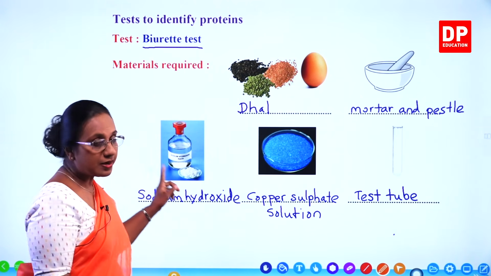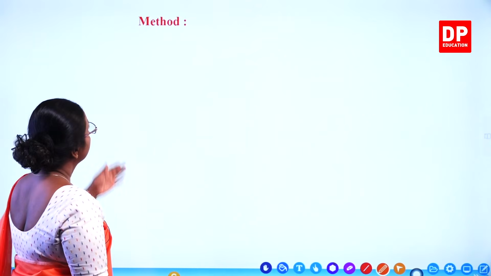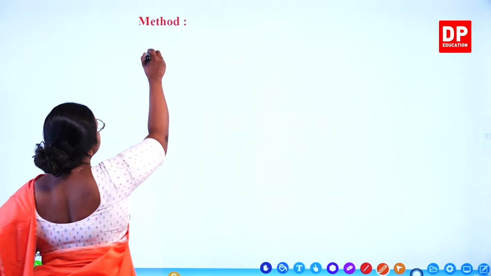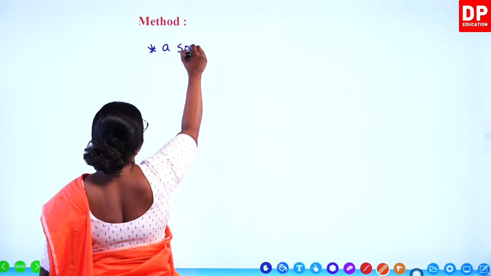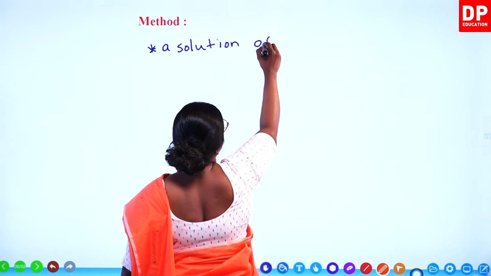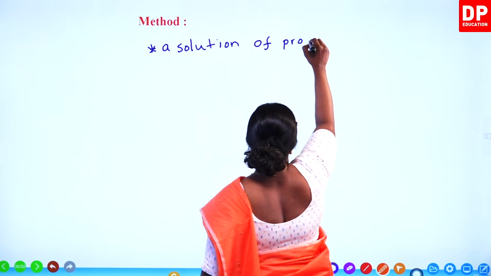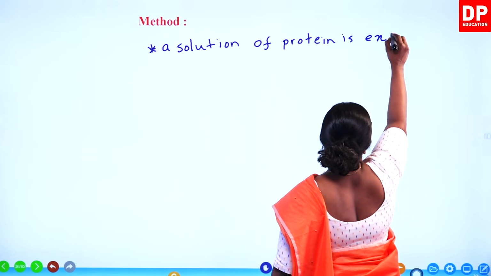So, I will summarize the procedure again. In the method, first we will have to make an extract of protein, or we have to extract the protein from the food. So first a solution of protein is extracted.